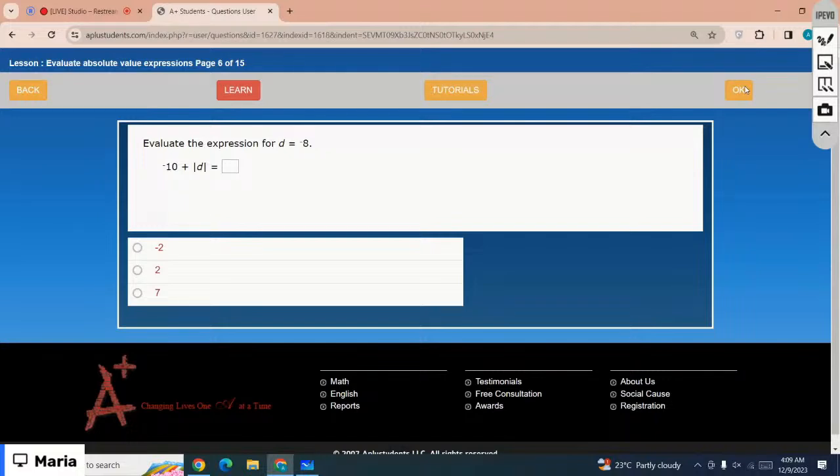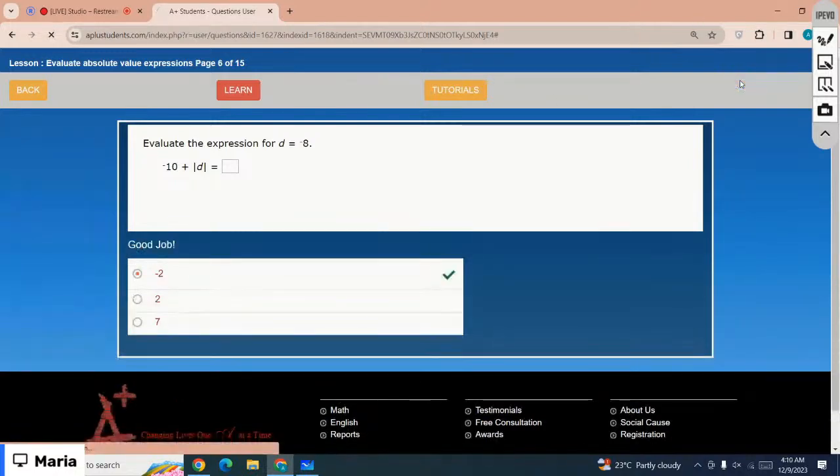Evaluate the expression for d equals negative 8, which is the correct option? Replace the d with a value that would be negative 8. So negative 10 plus 8, right? The correct option is, yes, it is negative 2. Got it?